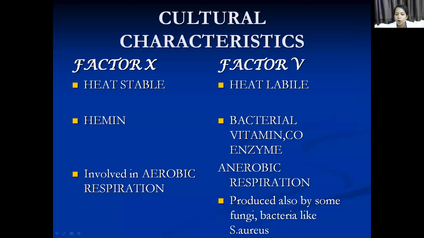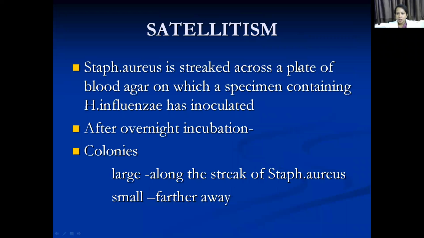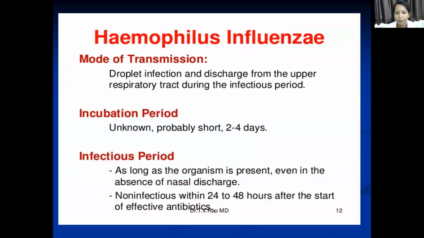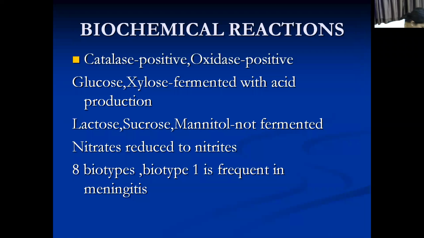So Staphylococcus aureus produces factor V. You understood about satellitism? This is satellitism where blood agar is taken. Colonies of Haemophilus influenzae are streaked. Then Staphylococcus aureus is streaked along a line, and bigger colonies are seen near the line and smaller colonies away from the line. So it looks like a satellite. It is known as satellitism.